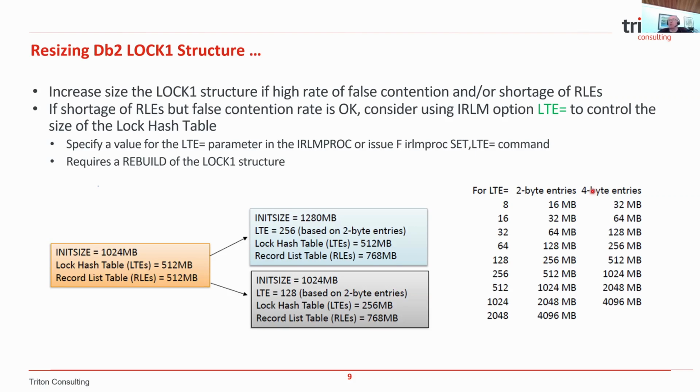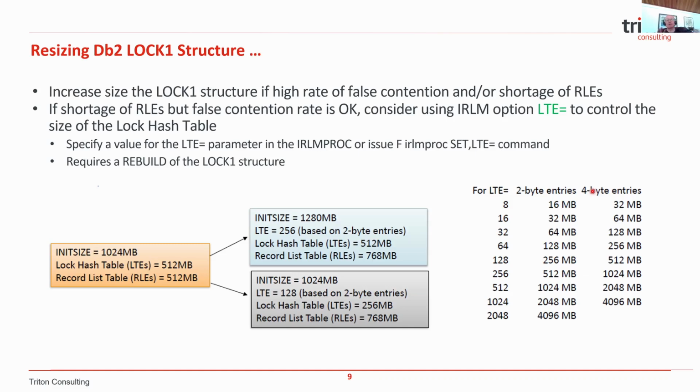Either you've got a single long-running unit of recovery that takes lots of locks without committing, or there are lots of concurrently updating applications which in total have blown away the size of the record list table. So if the shortage of record list entries is the problem, but the false contention is okay, then what you can do is think about using the LTE option in the IRLM startup proc to specify, depending on the size of the lock table, how many entries you want.